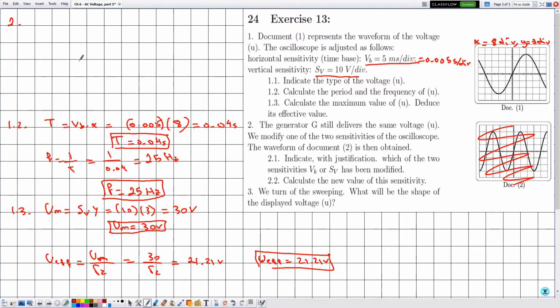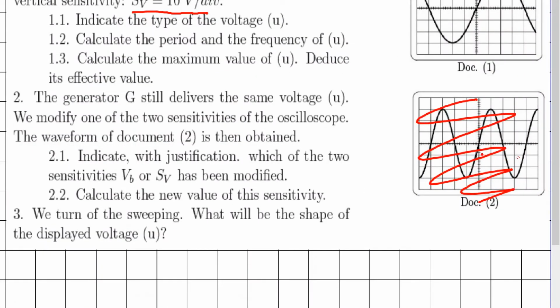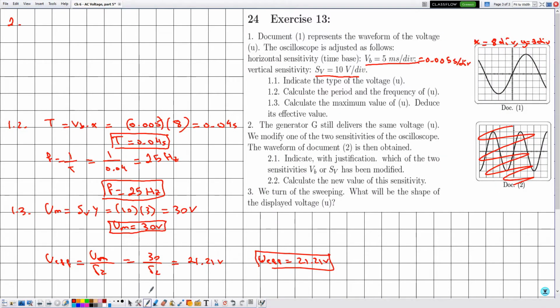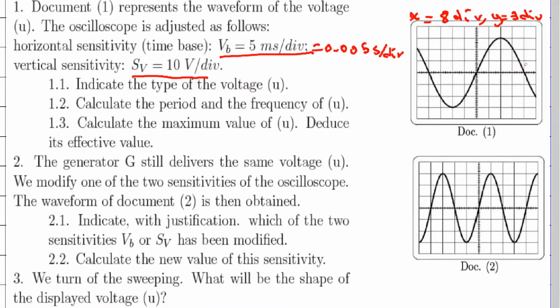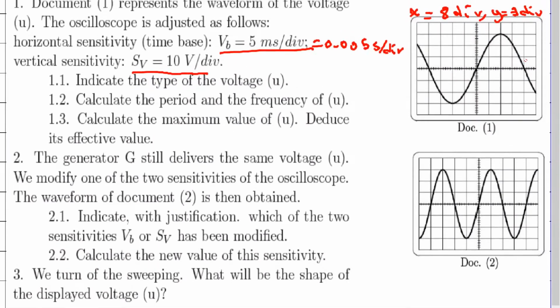Now in part 2, they are telling me the generator G still delivers the same voltage U. We modify one of the two sensitivities of the oscilloscope. The waveform of document 2 is then obtained. So they mentioned document 2, now we can use it. And let's reread the question carefully.